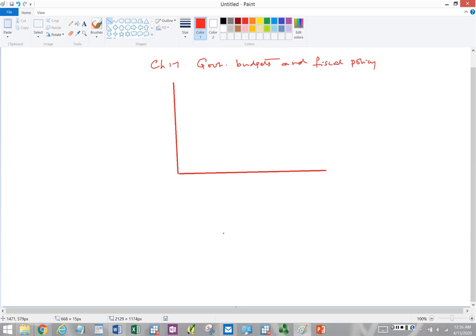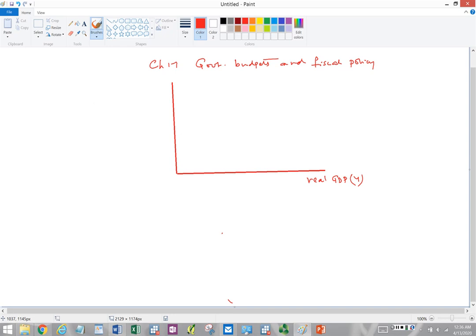So on our horizontal axis, we measure the quantity of all final goods and services as measured by real GDP, represented by the letter Y. On the vertical axis, we measure the price level, which is our measure of all prices. And essentially, this is nothing other than the value of the GDP deflator or the GDP price index. And remember, we scale this down by 100. So think of that as the price level, right? So it's the GDP price index or GDP deflator divided by 100.